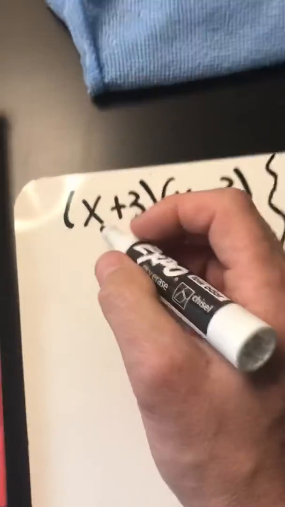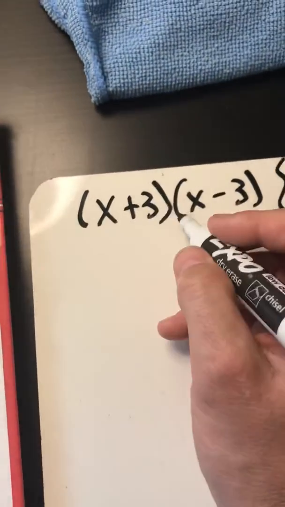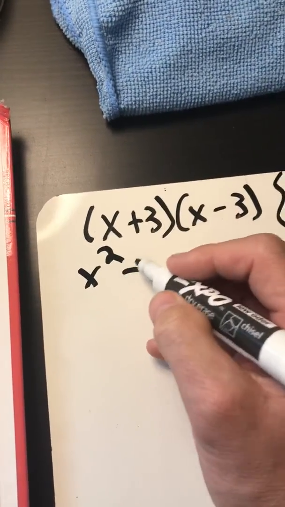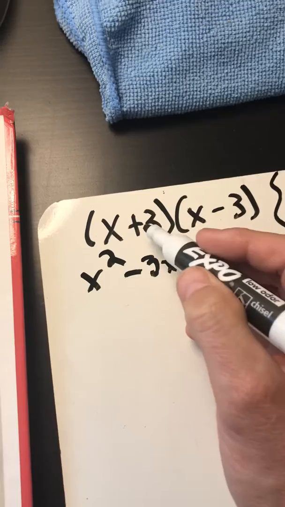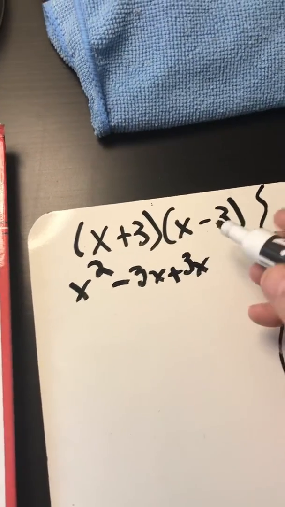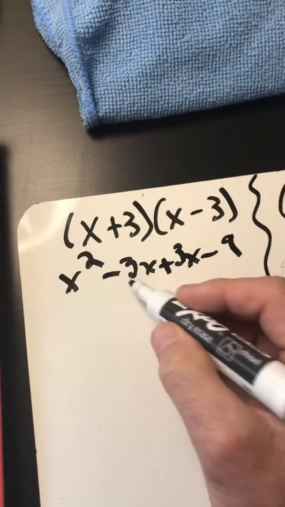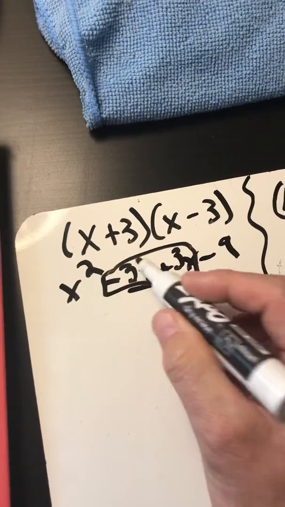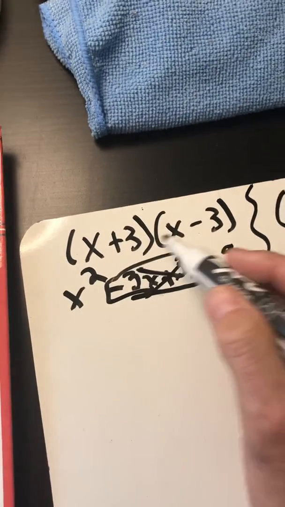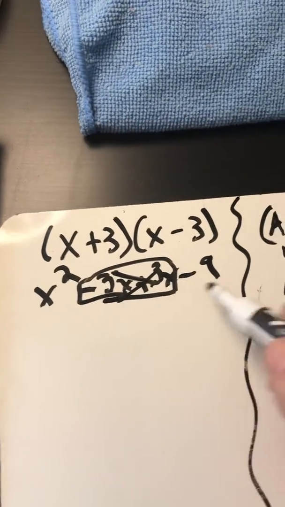So same thing here. Similarly, x times x, x squared, x times negative 3, negative 3x, 3 times x, positive 3x, 3 times negative 3, negative 9. Cancellation. You're left with first times first, x squared, last times last, minus 9, x squared minus 9. Difference of two squares.